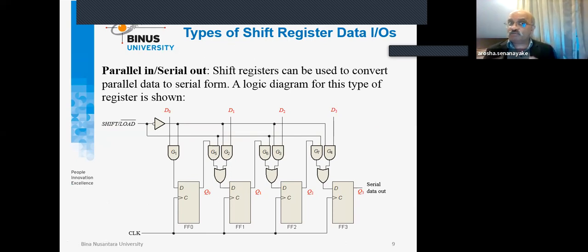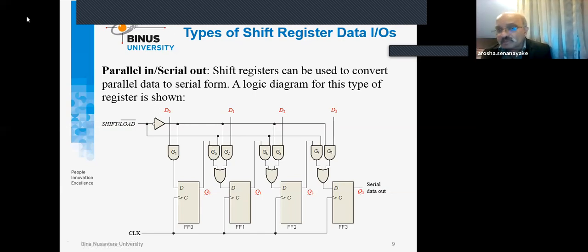Our expectation is we must make sure, if you want to do parallel in serial out, initially this signal should be in 0, because we want to load first the value, then only we want to shift. So parallel in and then serial out. In that manner, of course, we can do.